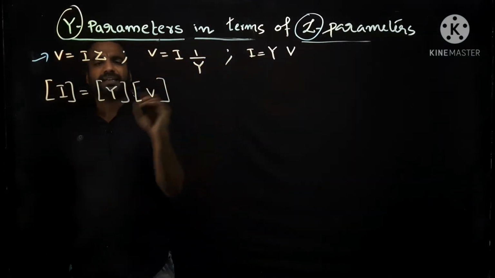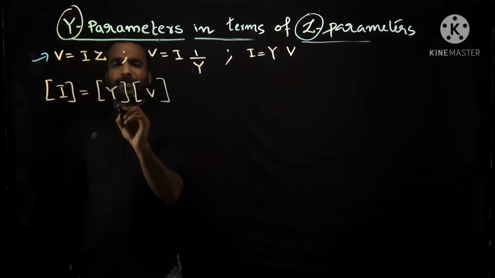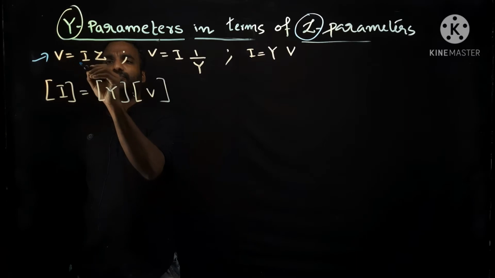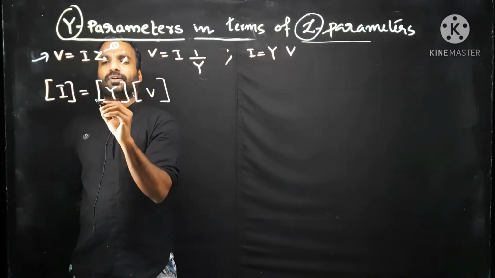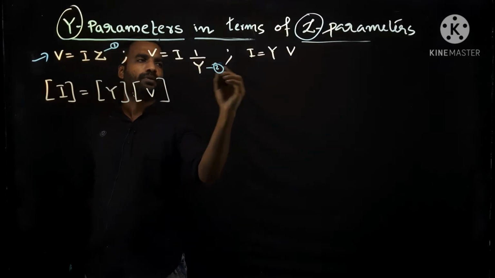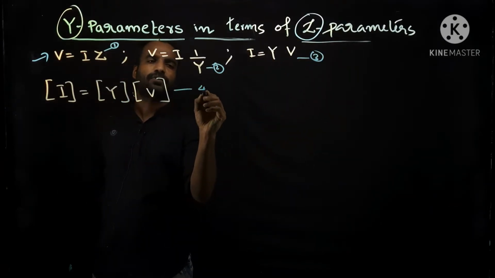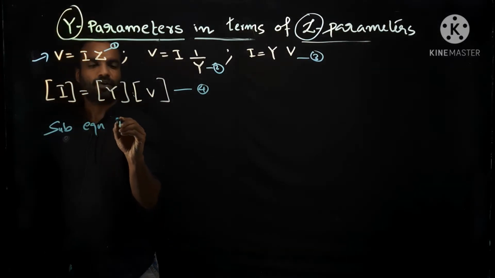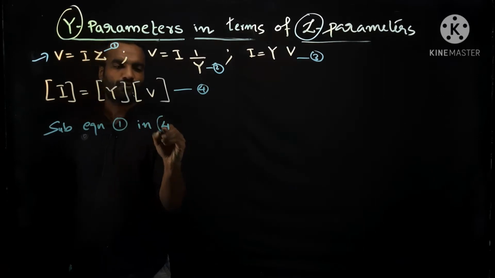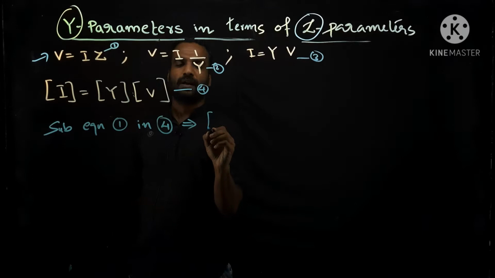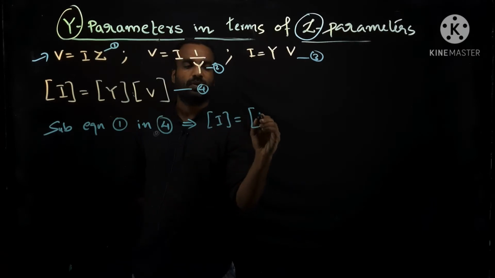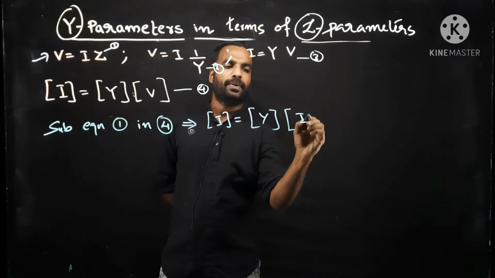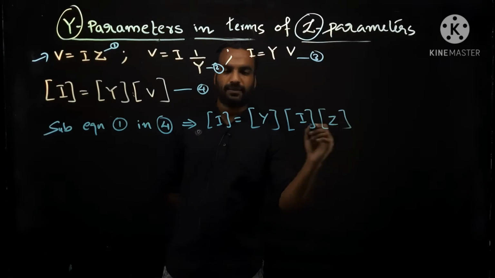These three are the base equations, and all these equations are coming from this basic Ohm's law. Okay. Now, please arrange this one in matrix form. Matrix I is equal to matrix Y into matrix V. Okay. Now what is matrix V? Please substitute equation 1 in 4. That will give you I is equal to Y into V, which is matrix I into matrix Z.